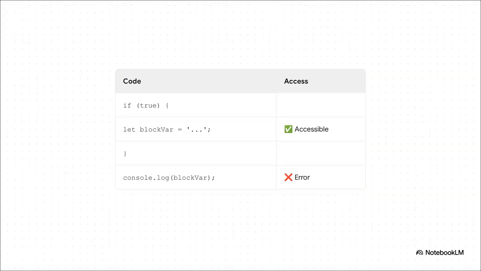Take a look at this if statement. Inside those curly braces, block var is totally fine. We get the little green check mark. But step just one line outside of that closing brace and boom, error. The key takeaway is that those curly braces act like a force field for variables that you declare with let and const.